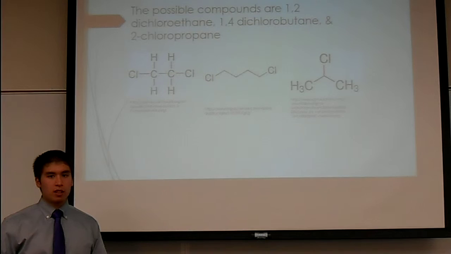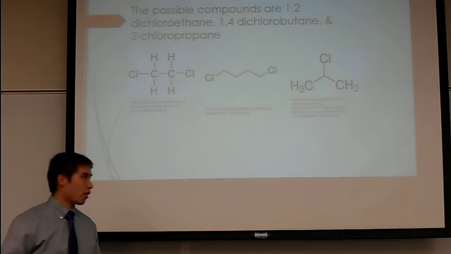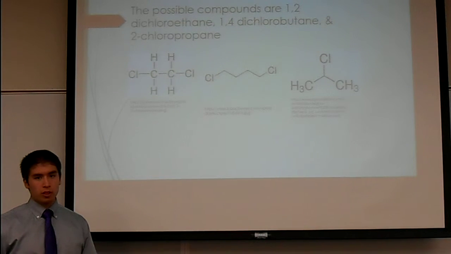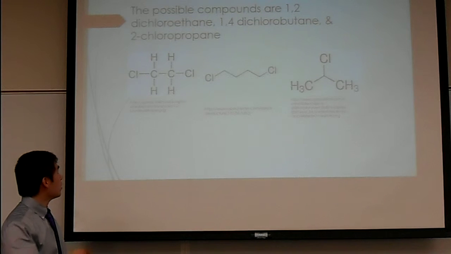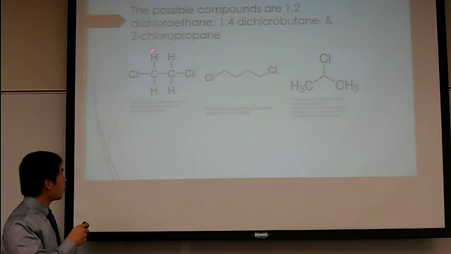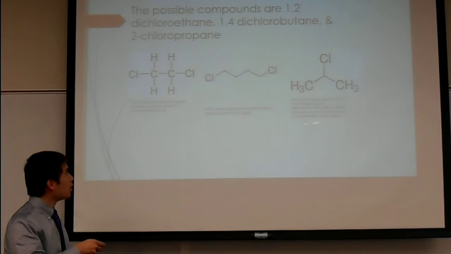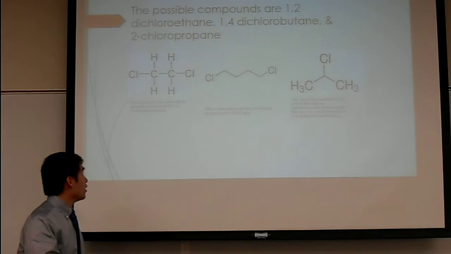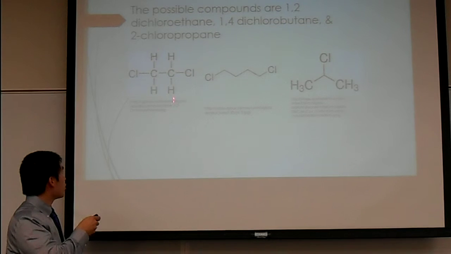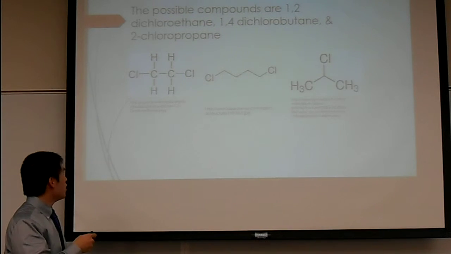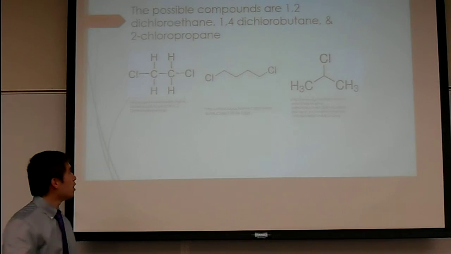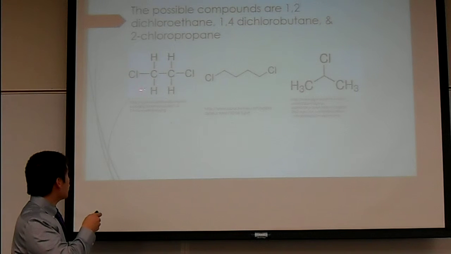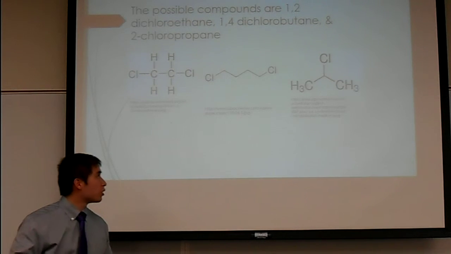And after the IR is identified, the chemical is narrowed down to three: 1,2-dichloroethane, 1,4-dichlorobutane, and 2-chloropropane. And as you can see, the functional groups of the hydrogen bonded to the carbon, and the chlorine bonded to the carbon functional groups.